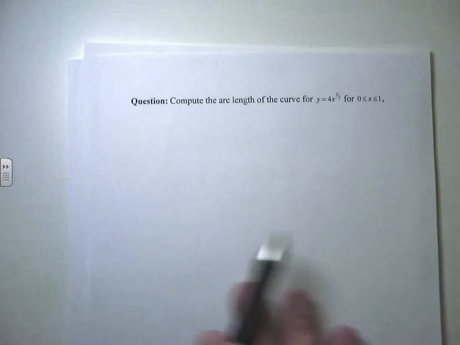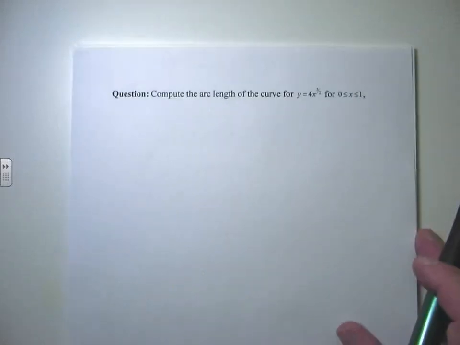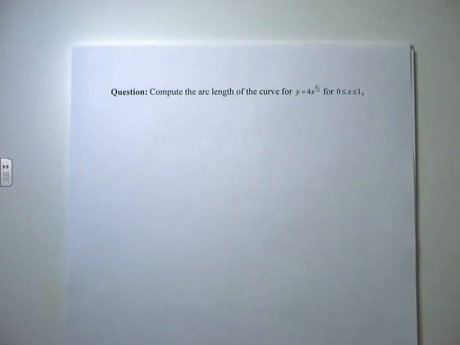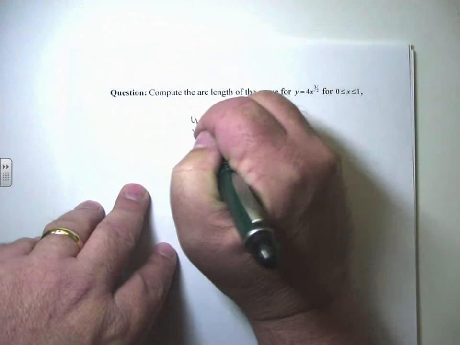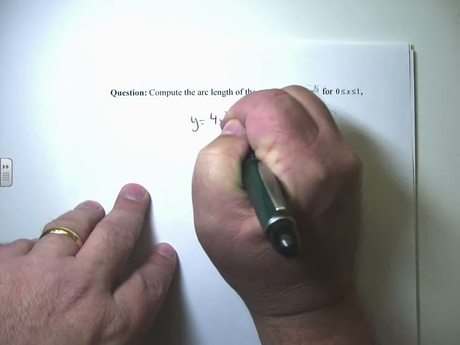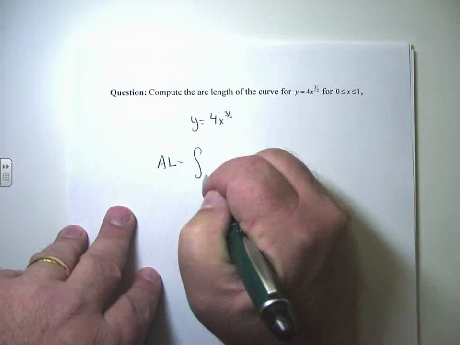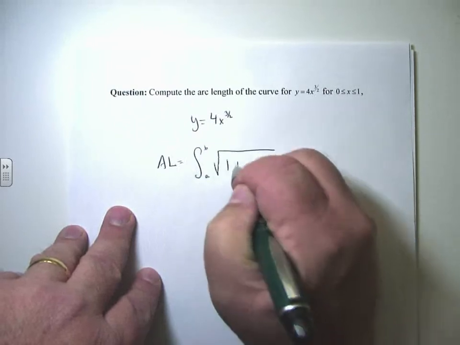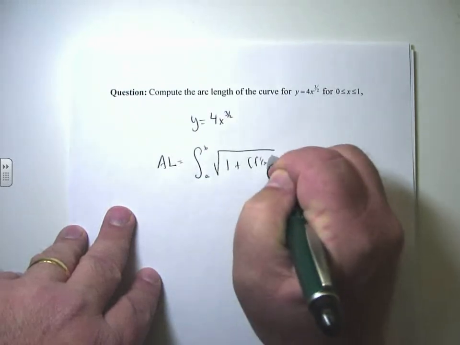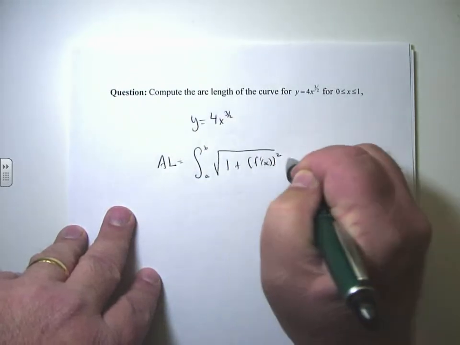All right, so try this one. This one they want a numerical answer for. Compute the arc length for the curve of y equals 4x to the 3/2. My function is in terms of x, which means my arc length formula is the integral from a to b of the square root of 1 plus the derivative of my function with respect to x squared, dx.